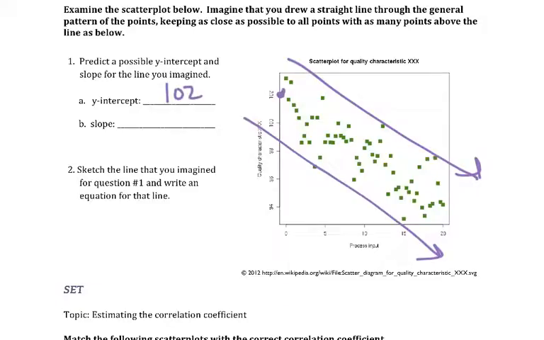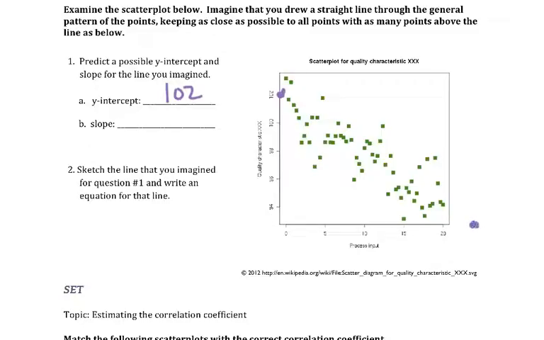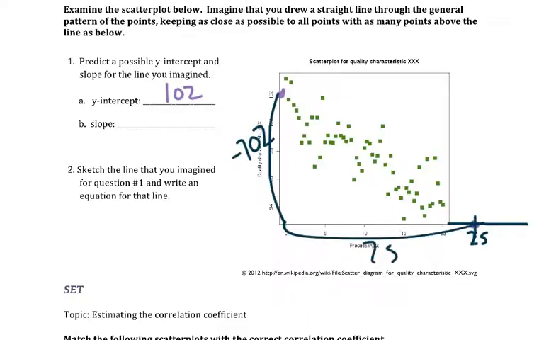And then number 2 wants us to sketch the line, write the equation, and think of the slope. So maybe I'd pick out where the x-intercept would be. I think my x-intercept might be right about here if I was able to extend this line out, maybe about at 25. So my slope, I'd be going down 102 and over 25. So my slope would be negative 102 divided by 25, which I don't think I can reduce.